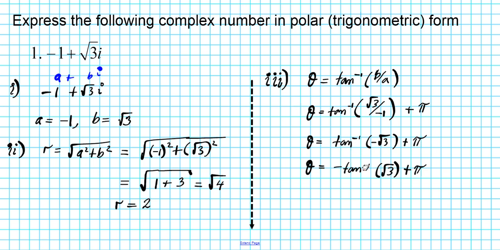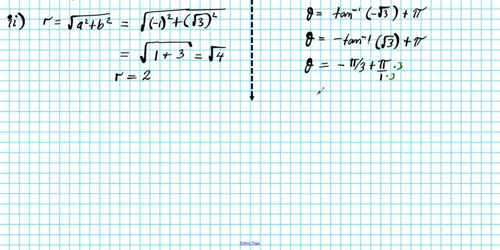Now, what is the inverse tan of root 3? If you think back to what we just talked about, the inverse tan of root 3 is pi over 3. So theta is equal to negative pi over 3 plus pi. If you carry out the calculations, we can put this over 1. Find the LCD, multiply by 3 top and bottom. So this angular value, theta, becomes negative pi over 3 plus 3 pi over 3, and that is equal to 2 pi over 3. So that is the value for theta.